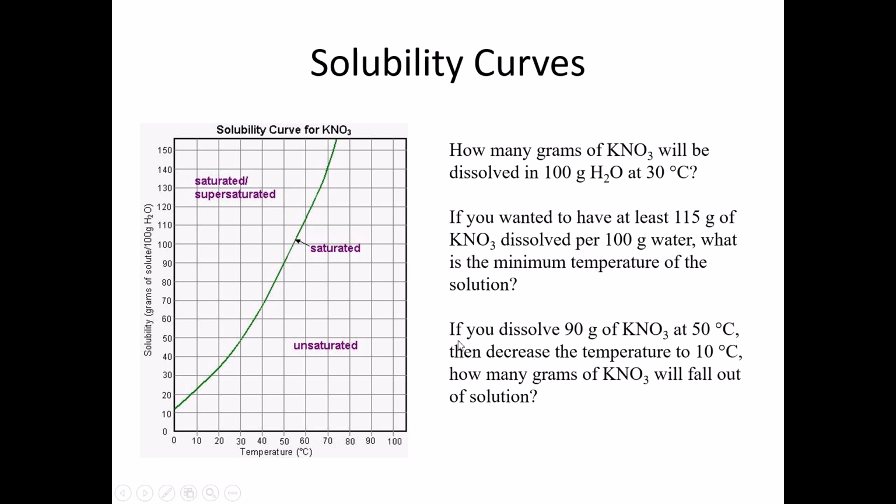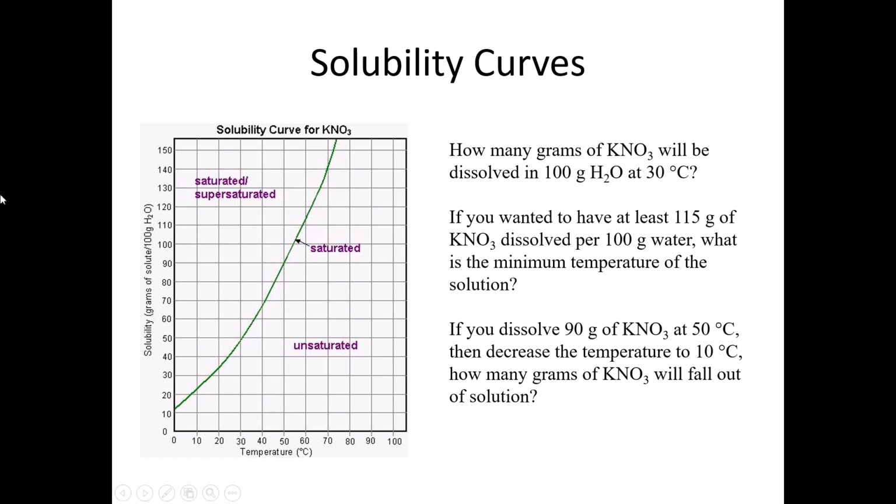So let's look at what happens when we have too much. If you dissolve 90 grams at 50 degrees, all right, so here's 50 degrees and 90 grams, so we're sitting right on the saturation point. Then we decrease the temperature to 10 degrees. All right, so if we decrease our temperature starting at 50, and now we're going to decrease down to 10, but we still had that 90 originally in here. All right, that's way more than we can have at 10 degrees.